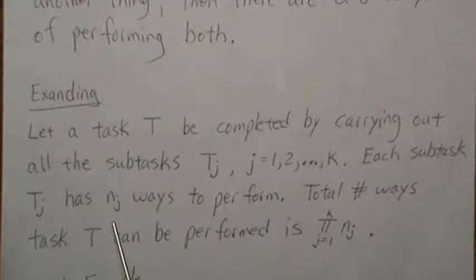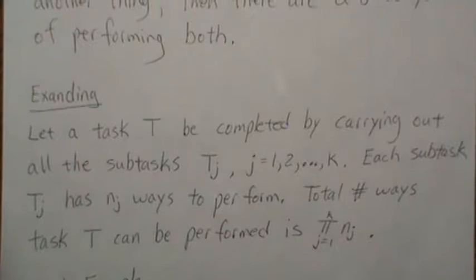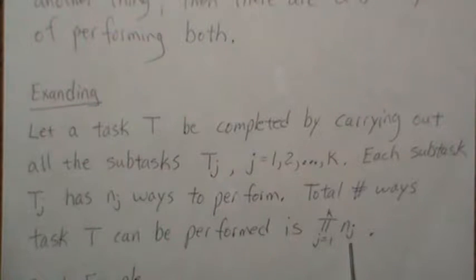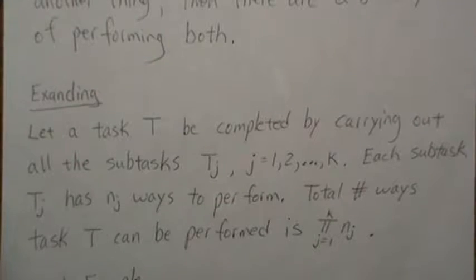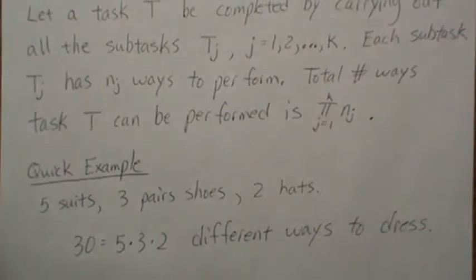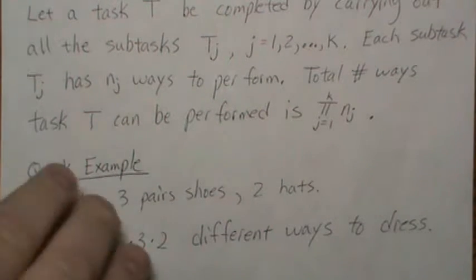And each subtask has NJ ways to perform. So that means the total number of ways to perform task T is the product of the number of ways to do each subtask. Okay? I'm not going to prove that. I think it is pretty straightforward. Very quick example, if you have 5 suits, 3 pairs of shoes, 2 hats, then you have 30 different ways to get dressed, because for each subtask, you just multiply them together and you have it, okay?